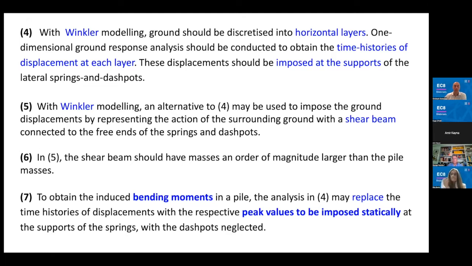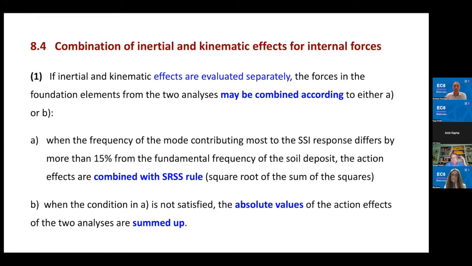To find the bending moments, the kinematic bending moments of the pile, instead of time histories, you get the peak values and we impose them statically. It's perhaps slightly conservative. And then how do we combine kinematic and inertial effects? So the simplest way is B. We simply add up the two bending moments, for example, or deformations.